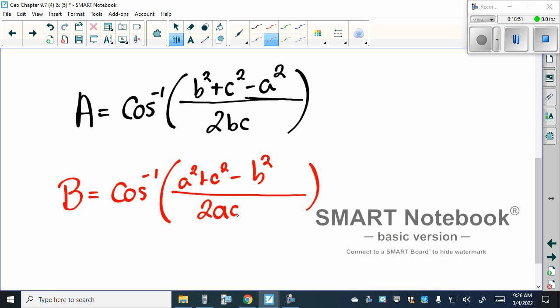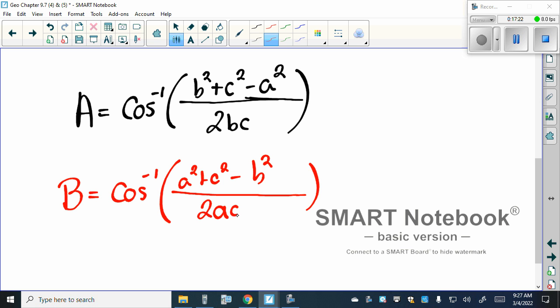And we could say the exact same thing for angle C. B is cosine inverse of a squared plus c squared minus b squared over 2ac. And C would be cosine inverse of a squared plus b squared minus c squared over 2ab. Questions on this here?